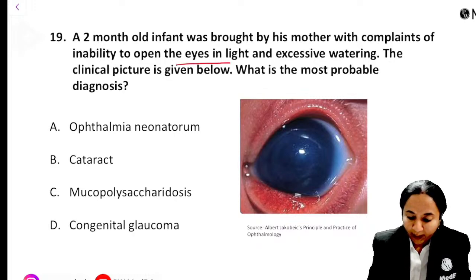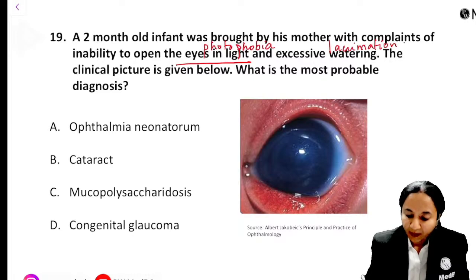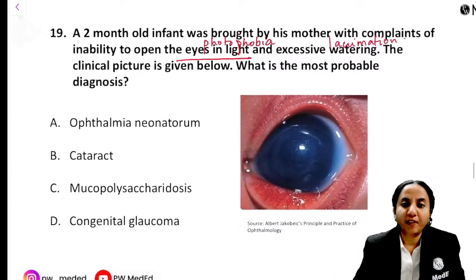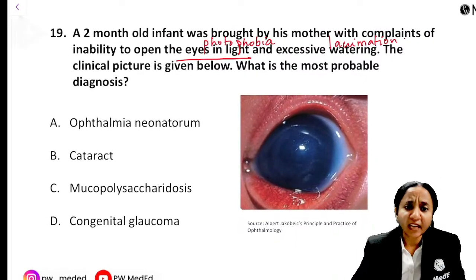So see, what are the complaints? Photophobia and lacrimation. These are the complaints. And we have this clinical picture. So what do we see? We see a large eyeball and hazy cornea. Large eyeball and hazy cornea. So what is the diagnosis here? Very, very simple question.